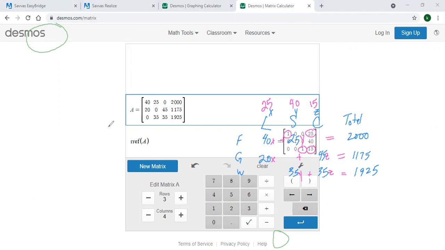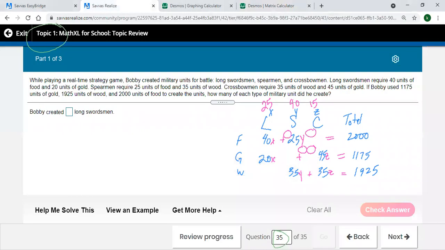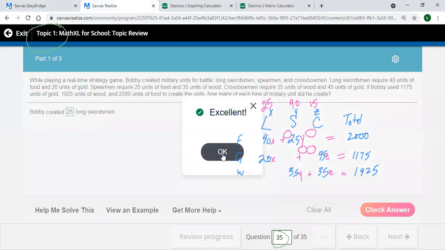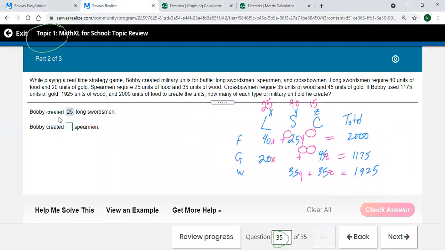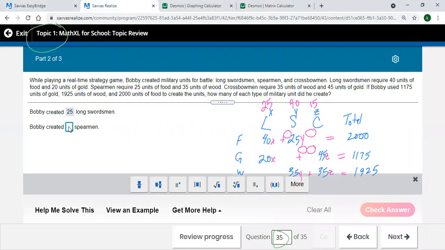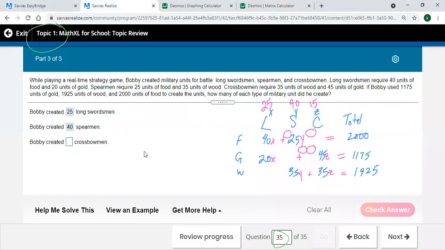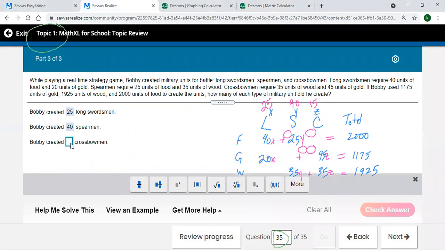So let's see if between us and the Desmos matrix, we got it right. The L was the 25. We're good. So I'm confident we're going to do right on these. The spearmen, the S was the 40. And lastly, I think the crossbowmen are the 15.